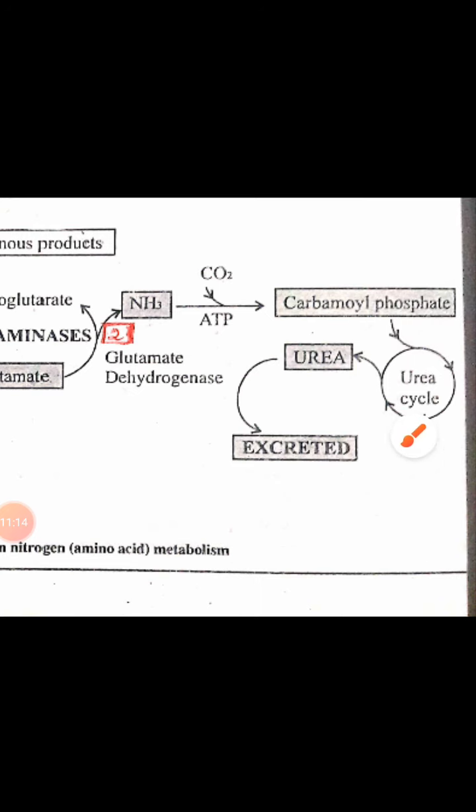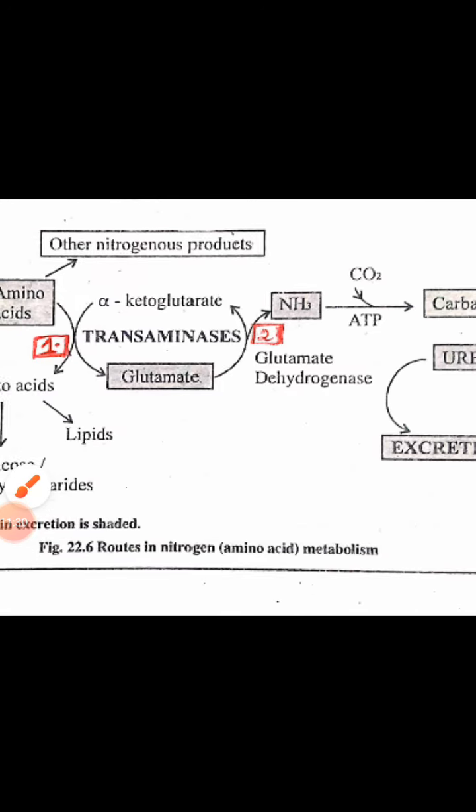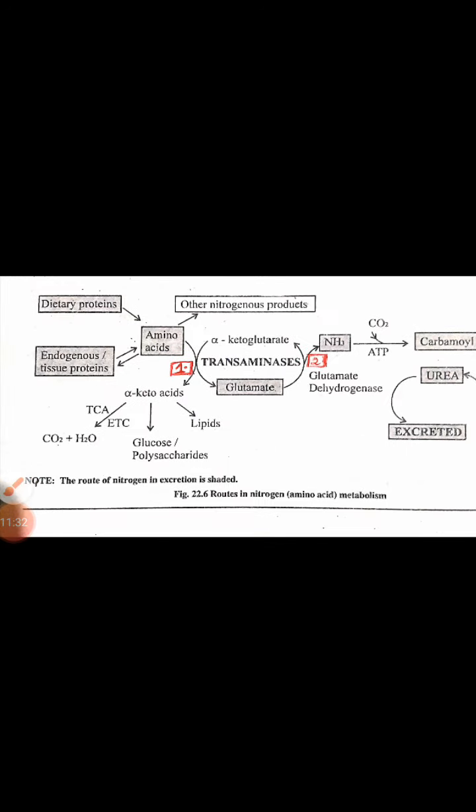This carbamoyl phosphate enters into the urea cycle, giving you urea. So a highly toxic substance, ammonia, gets converted to a non-toxic substance, urea. This is the significance of the urea cycle, and it is excreted in urine. So this is part 2. I am not going to deal with part 2 here. So let us deal with part 1: transamination, deamination and decarboxylation.